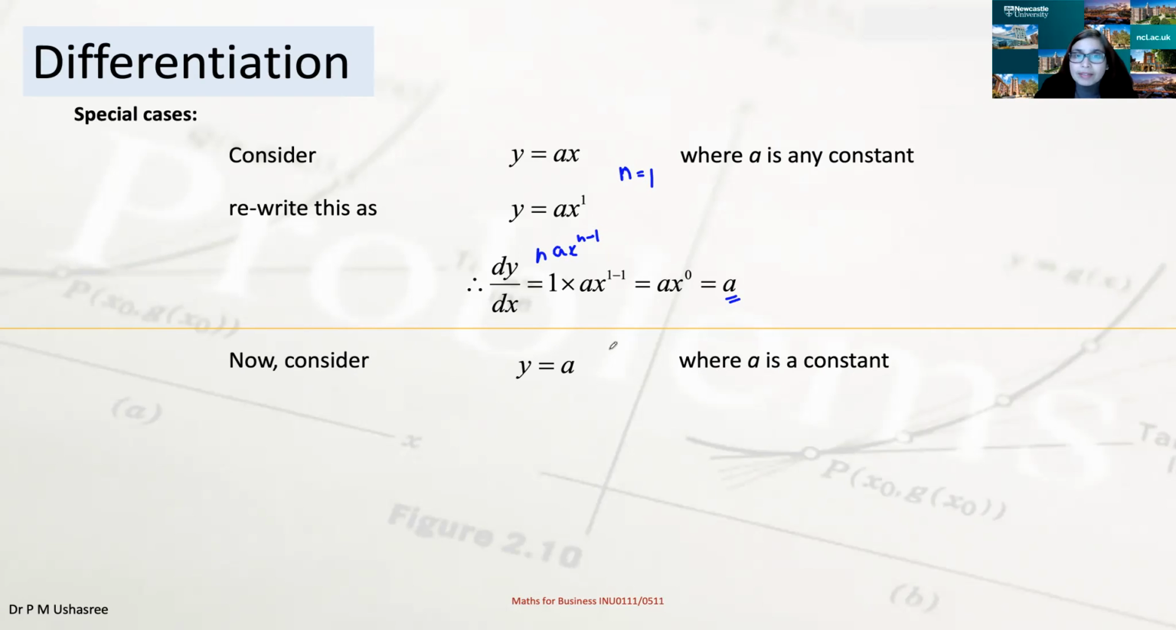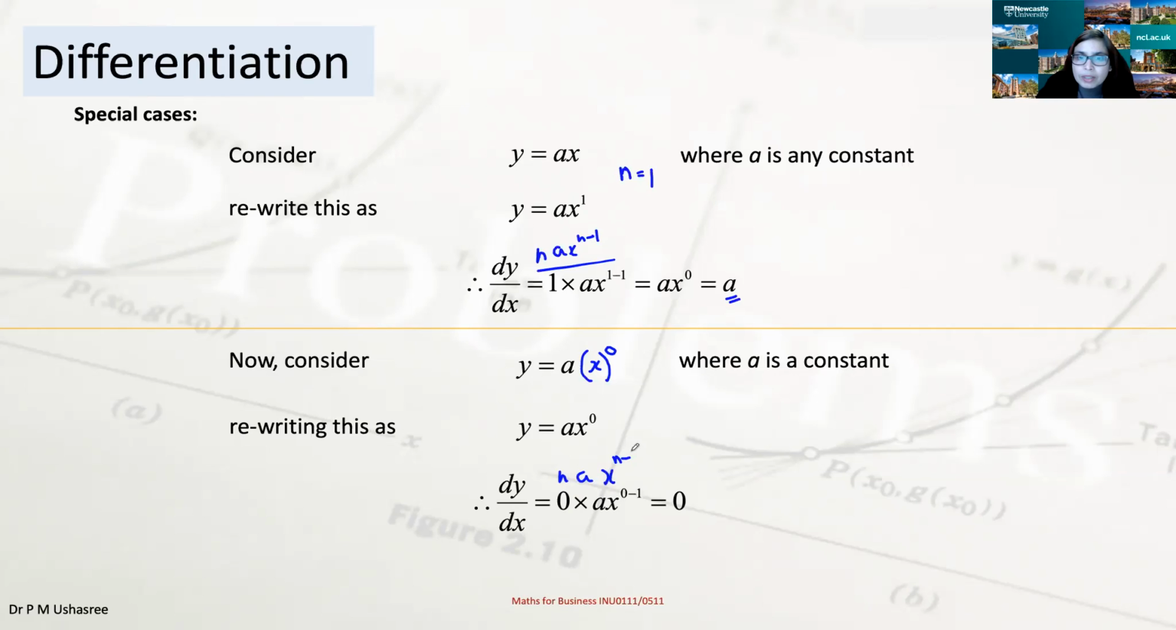If you do not have the x term, this simply means it is x to the power of 0. So you can write it as x to the power of 0 and then use the formula n a x to the power of n minus 1, because n is 0 here. So these are the two special cases: n is equal to 1 and n is equal to 0. So you should know these two special cases.